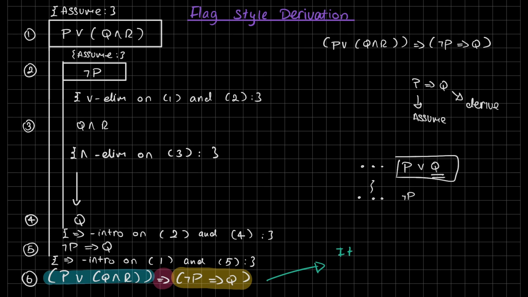is a tautology. And a tautology means that it's always correct. Doesn't matter what values you give P, Q, and R, this proposition would always be true. Hope this video helped clarify how to use flag style derivation in your proofs, and thank you for watching.